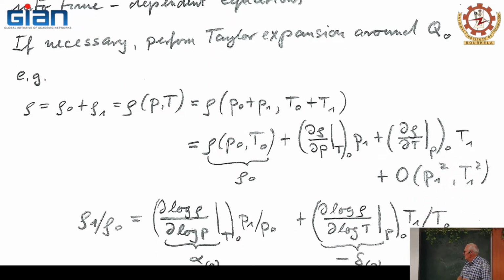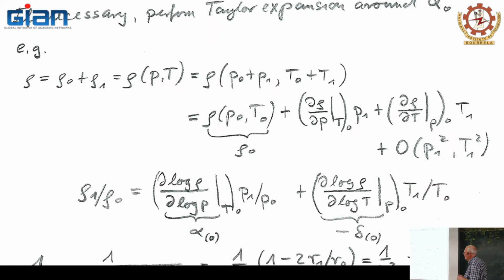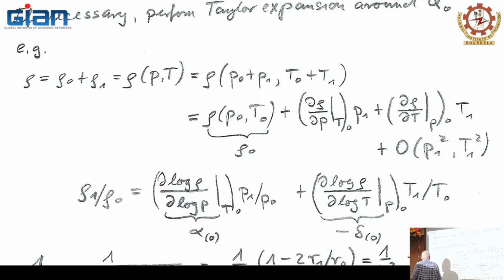Okay, so if we reformulate this equation divided by rho 0, going to the relative quantities, rho 1 over rho 0 is then expressed in terms of P1 over P0 and T1 over T0, the relative pressure perturbations and relative temperature perturbations. Then this is our famous, well-known quantity d log rho by d log P, taken for the stationary value, so with index 0, because this is already of first order.